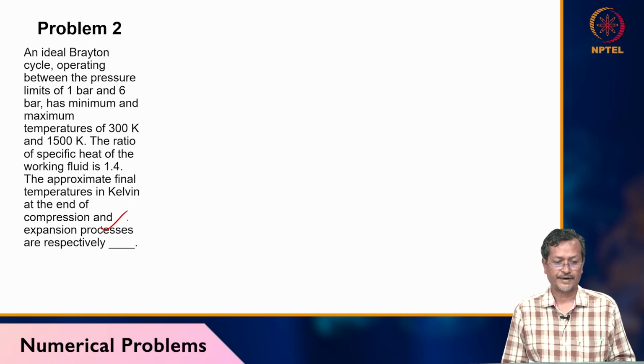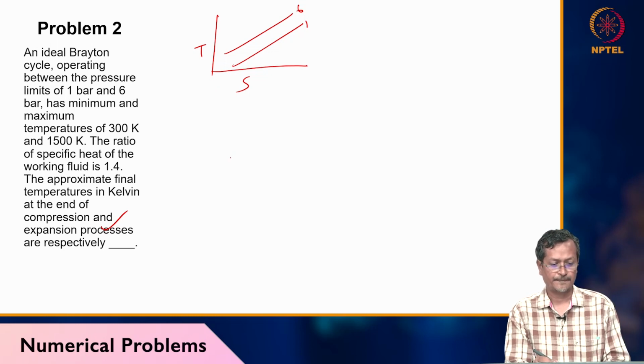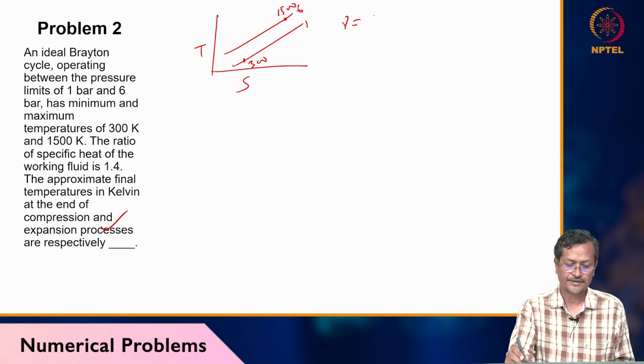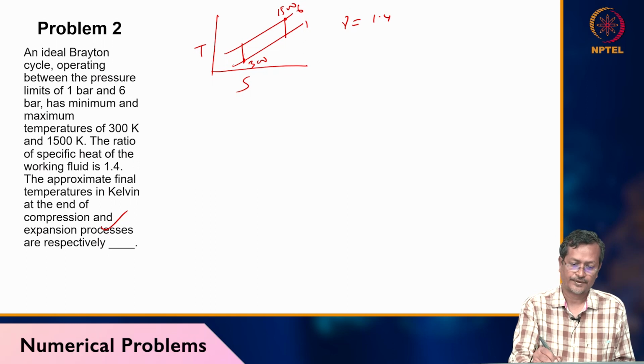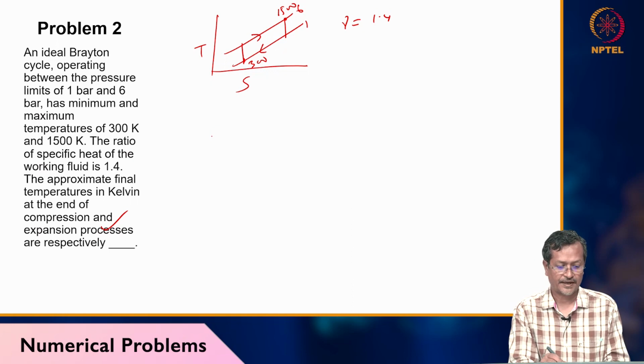Another problem: an ideal Brayton cycle operating between two pressure limits, 1 bar and 6 bar. That means in the TS diagram, this is 1 and this is 6, and it works within that pressure limit. The temperatures are also given: the minimum temperature is 300 and the maximum is 1500. The ratio of specific heats gamma is given as 1.4. The question asks for the approximate final temperature in Kelvin at the end of the compression and expansion processes respectively.